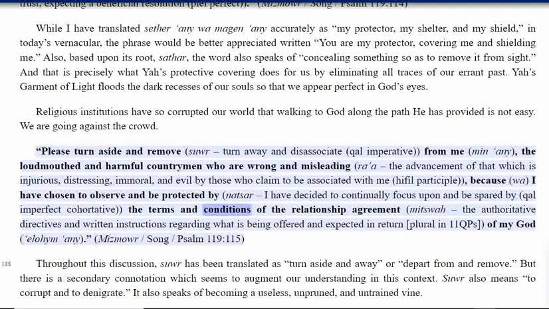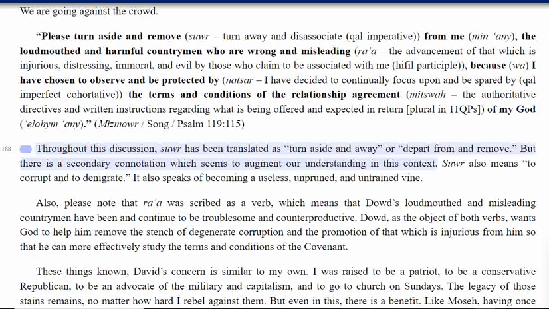The terms and conditions of the relationship agreement, Mizmowr, the authoritative directives and written instructions regarding what is being offered and expected in return, plural in 11 QPS, of my God, Elohim any. Mizmowr, Song, Psalm 119-115. Throughout this discussion, Sur has been translated as turn aside and away or depart from and remove.